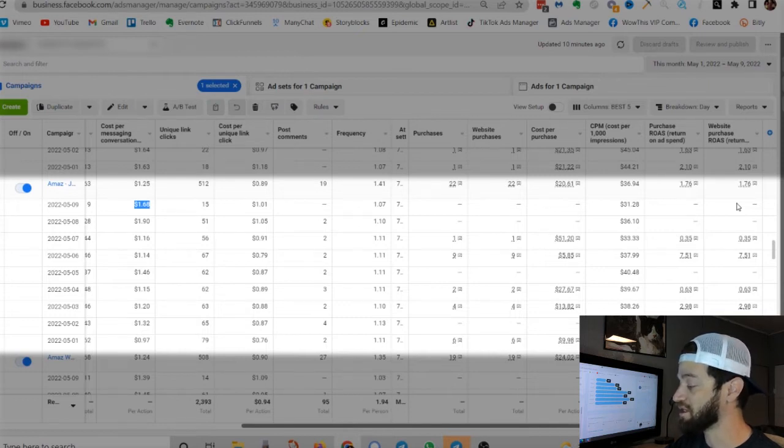I'm just going to continue to kind of work on this and eliminate, you know, some of the losing variables and try to scale up some of the winning variables to kind of get that number up. But that's not necessarily terrible. So the ROAS could be a little bit better here, but it's not necessarily a loser.